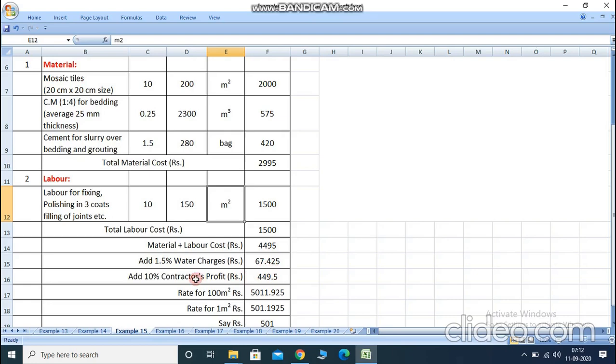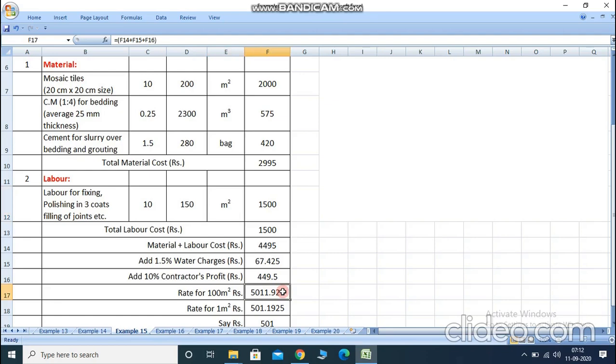Similarly, we have a 10% contractor profit. So here 4495 multiplied by 10%, and 449.50 is the total amount of contractor profit. Then after summation of the material cost and labor cost, 4495 plus 67.425 as water charges, and 449.5 as the 10% contractor profit, we sum all these three values.